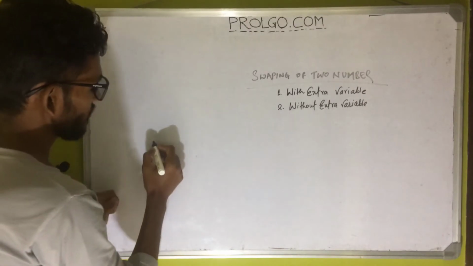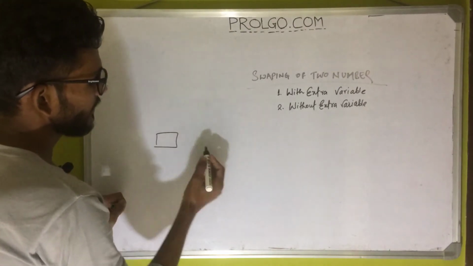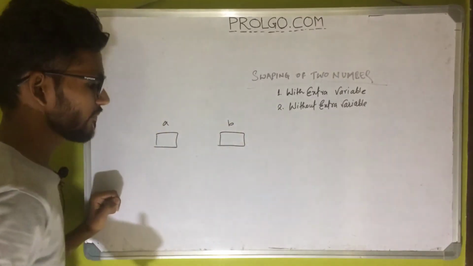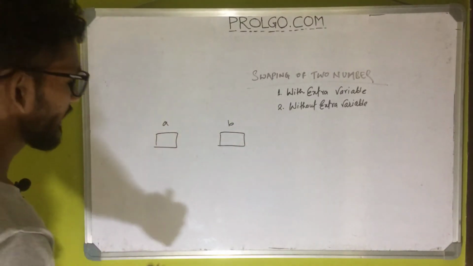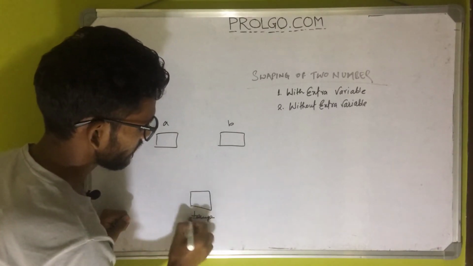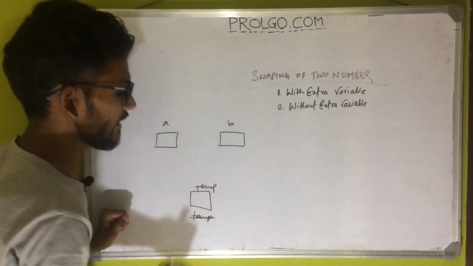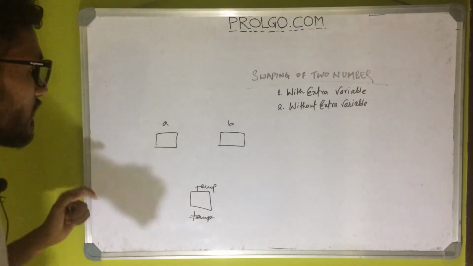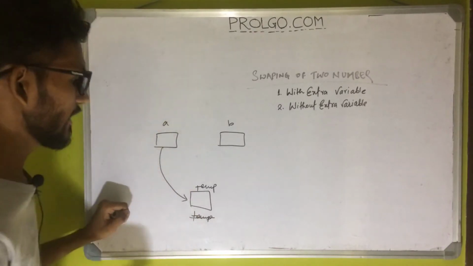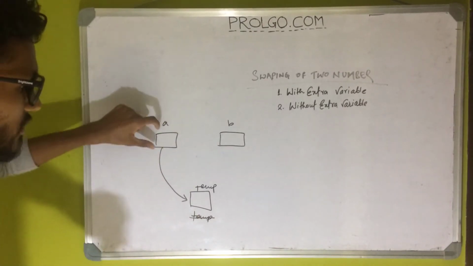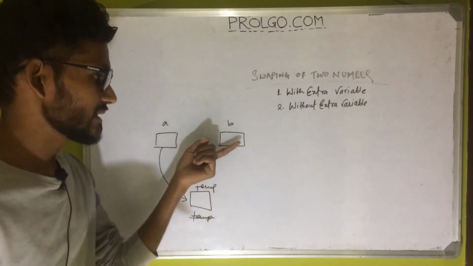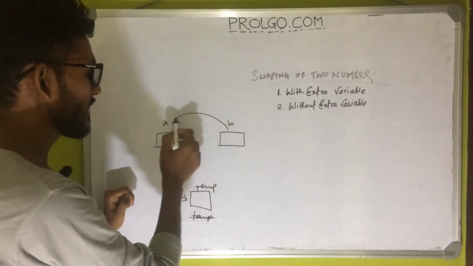So you have one container or variable A, and this one is B. So what we will do, we will take one extra variable, let's name it a temporary variable, and whatever value A contains, we will dump it here. Okay, so now the value which A was containing has been moved to temp, and now the value which B is containing, we will move it here.